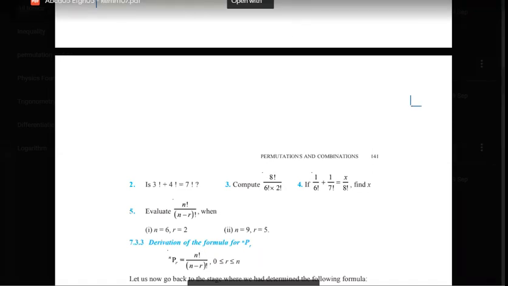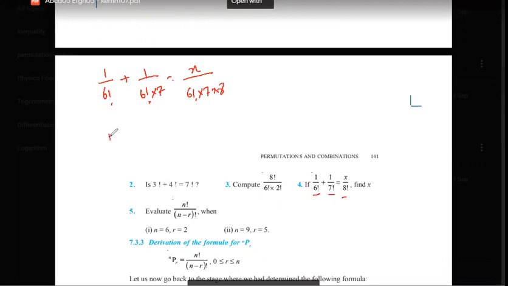Okay, let's see question 4. Now tell me, out of these 3, this is same as the example that we did, yes or no? So 1 by 6 factorial plus 1 by 6 factorial into 7 is equal to x divided by 6 factorial into 7 into 8. Can you write it like this? This is same as the example that we did.